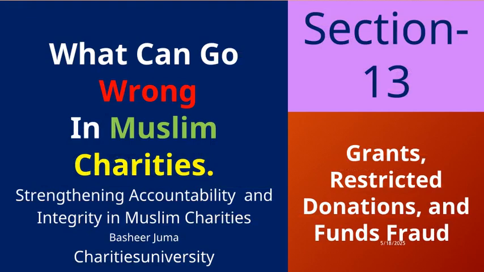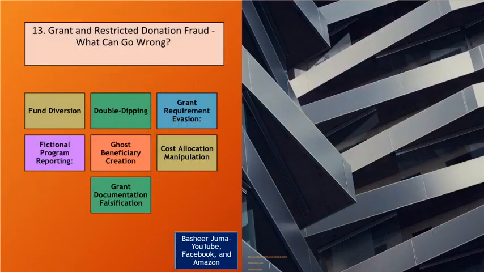Section 13: Grants, Restricted Donations, and Funds Fraud. What can go wrong? Fund diversion. Using restricted donations for other purposes. Double dipping. Getting multiple grants for the same project. Grant requirement evasion. Failing to meet grant terms while claiming compliance.